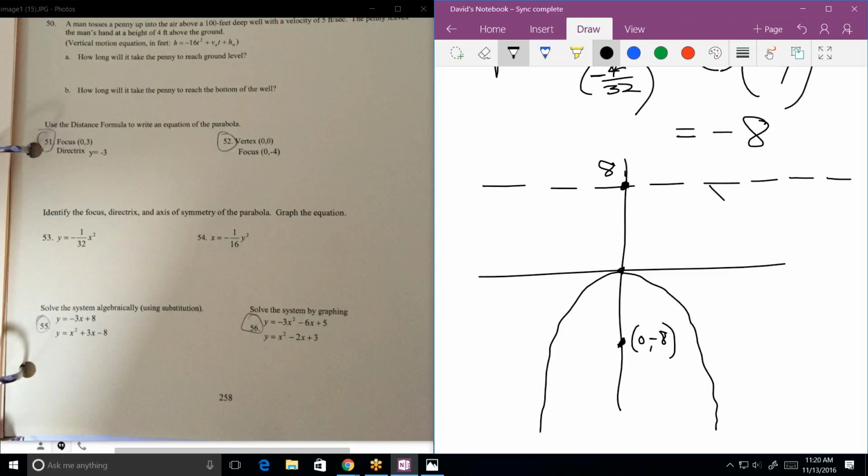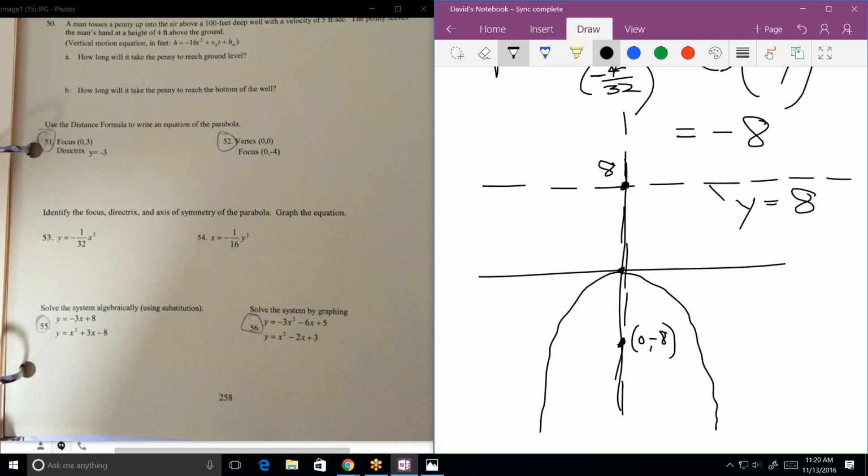There is no equation of a point, but anything that's a line has an equation of a line. Okay, and that equation is what? y equals 8. Yeah. Okay, so we got our focus, we got our directrix. What's the axis of symmetry? Also a line. That's 0. Here's y equals 0.